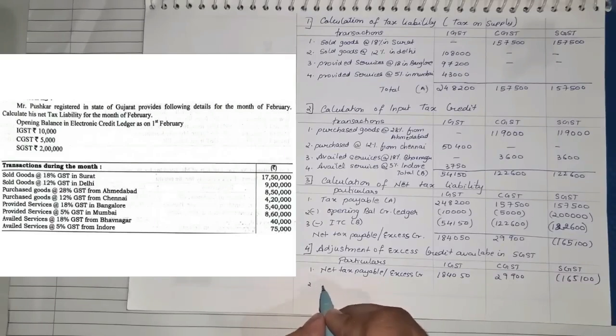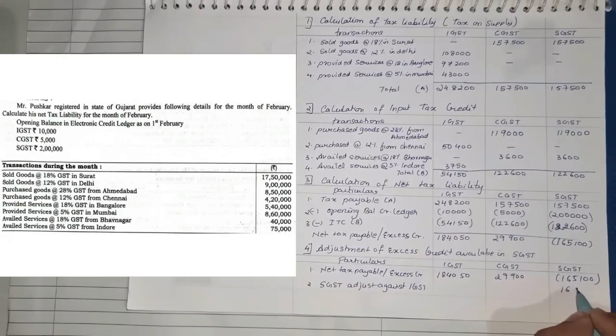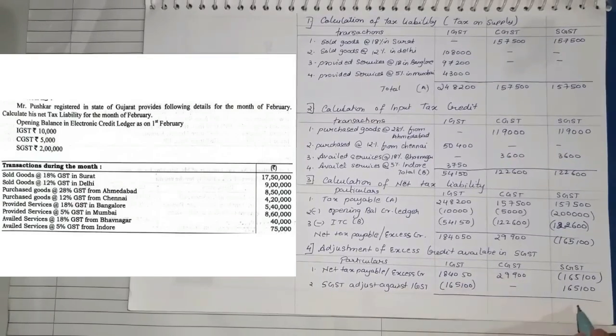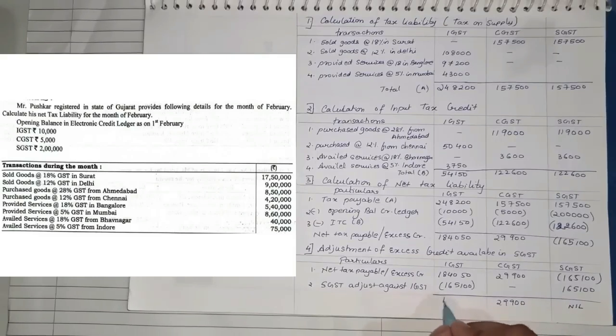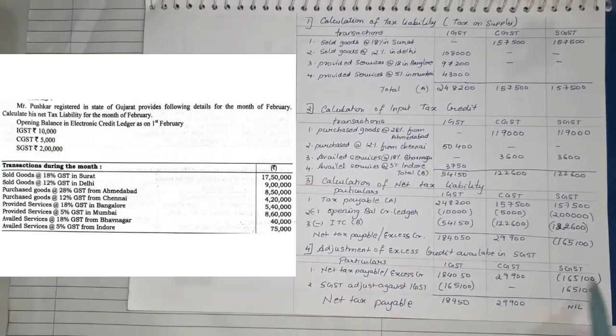Step number 2, now we are going to adjust this. So I'll write here SGST adjust against IGST. I'll put this as positive 65,100 and here as 1,65,100 negative. Because the value is less, IGST is still on the higher side, so I can use that entire amount. Nothing to do with CGST. When I subtract it, your SGST becomes nil. This is 29,900 as it is, and when I minus the IGST, I get 18,950. This is my final net tax payable. So in this sum, we were able to use the excess SGST to pay off extra IGST.